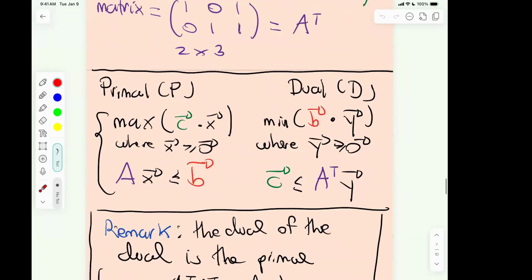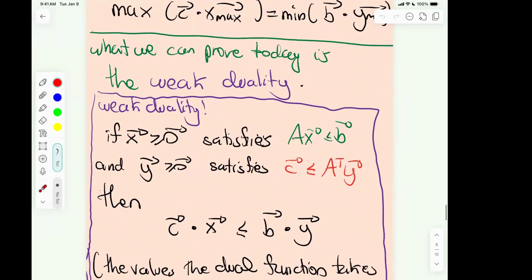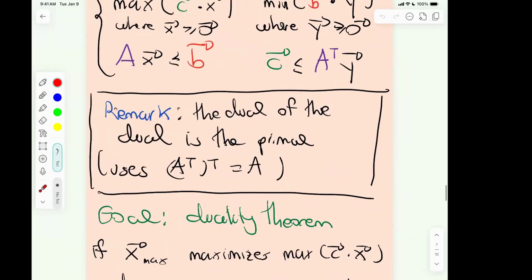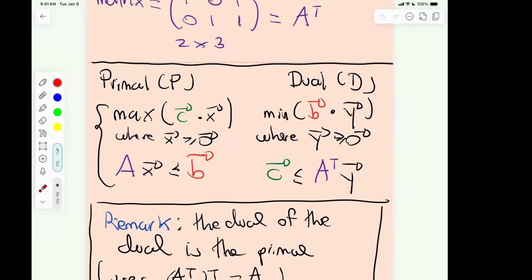And what we had said last time was this weak duality: the function that you're minimizing in the dual is always larger or equal to the function you're maximizing in the original problem. Okay, and I'll return to this next week.